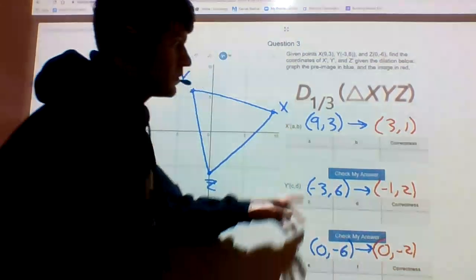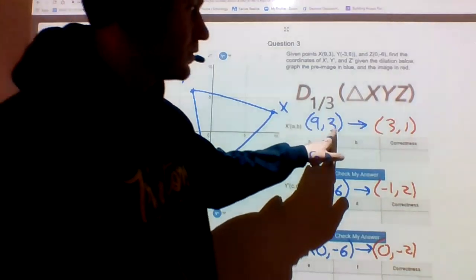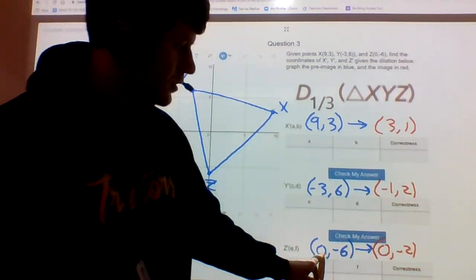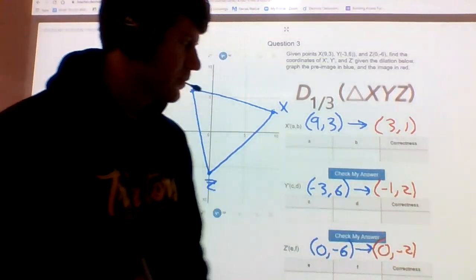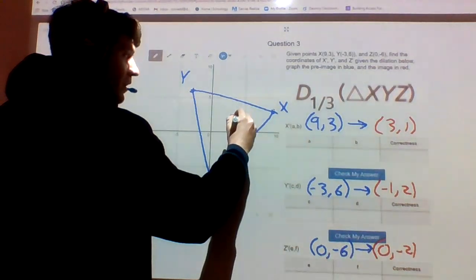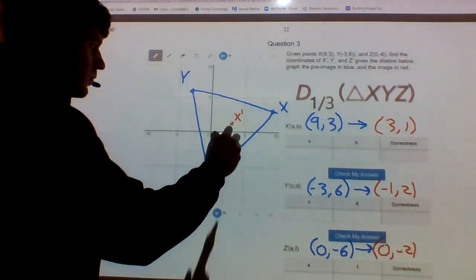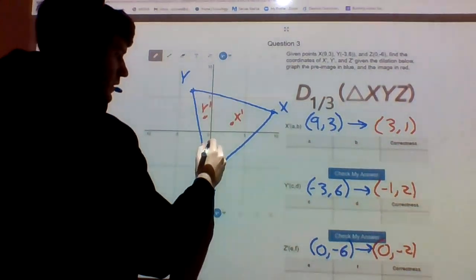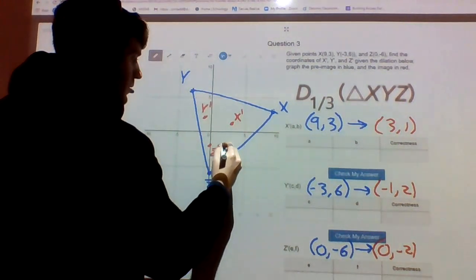So we're just simply multiplying by 1/3. 9 times 1/3, 3 times 1/3. Negative 3 times a third, 6 times a third. 0 times a third, negative 6 times a third. And then we can graph our points. So 3, 1, this will be x prime. Negative 1, 2 will be y prime. And then 0, negative 2 will be z prime.